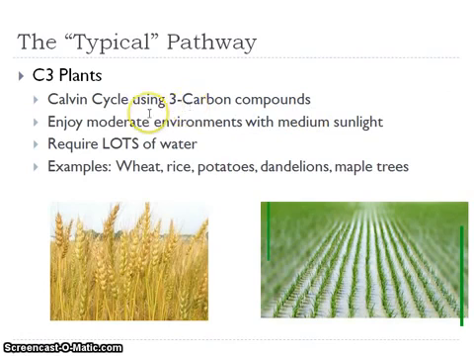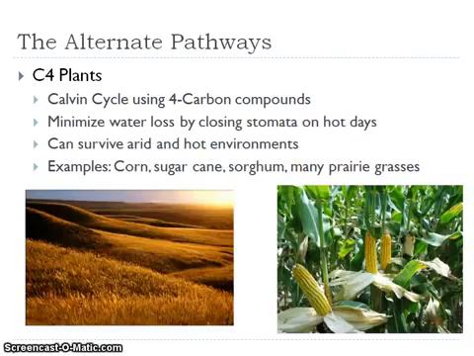C3 plants enjoy moderate environments, and they need only a little bit of sunlight. They do require lots and lots of water, though. Some really common examples, especially in Kansas: wheat. We also have rice, which grows in these fields that are real boggy, and we also have potatoes, dandelions, and most trees that are found around this area.